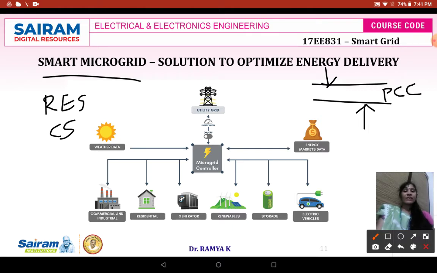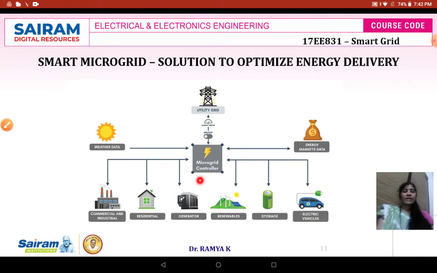So here we have a microgrid controller. In addition to the microgrid controller, we have energy market data. Energy market data, in the sense, is what amount of data is required by the customer, and how much we are transmitting to the customer. It is just like a two-way communication. One good example is from the EB. If we ask for a single phase supply, they will connect only a single phase supply, and according to that we will be paying the electricity bill.